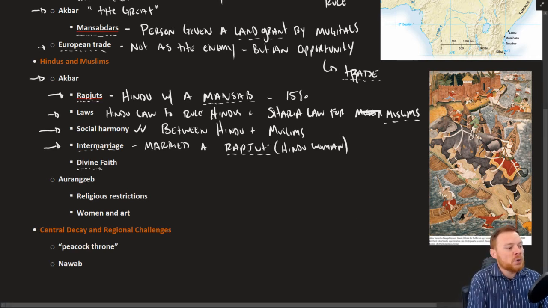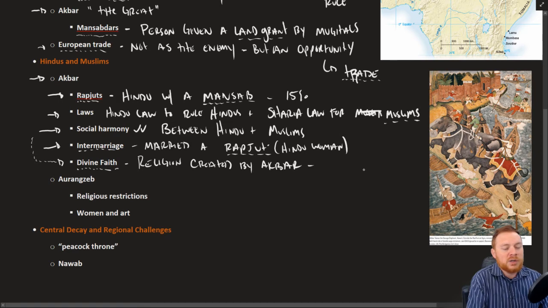Probably Akbar's most interesting and famous effort at achieving social harmony was creating the divine faith. The divine faith was a religion created by Akbar. And pretty much what it did was that it borrowed or took elements of all religions.